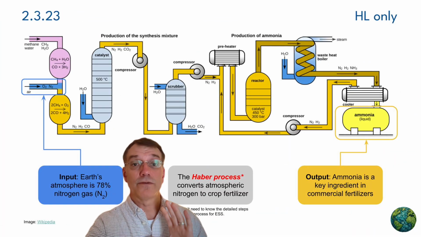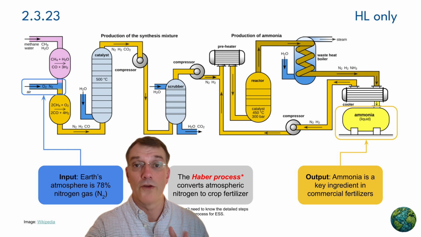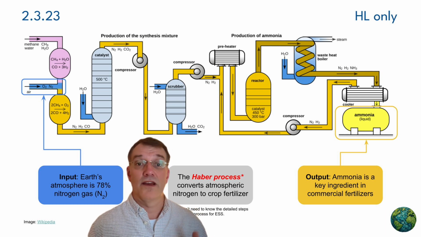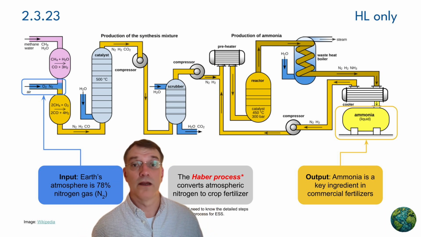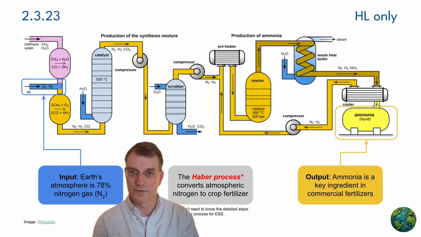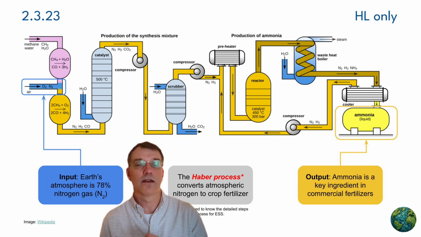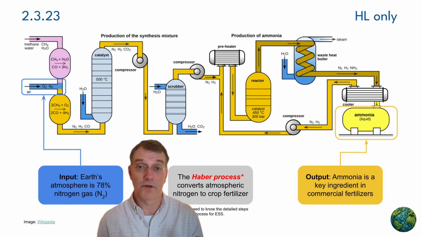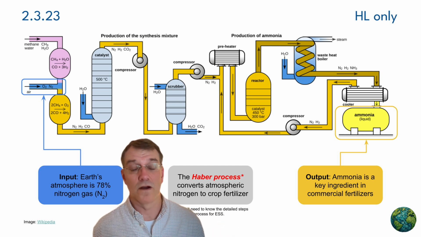You don't have to know all the different steps of the Haber process, but you should understand the essential elements of it. The Haber process takes nitrogen from the atmosphere, where nitrogen makes up 78% of our air, and combines it with hydrogen under specific conditions of temperature and pressure. The result is ammonia, which becomes a key ingredient in commercial fertilizers. While this process has revolutionized agriculture and helped feed billions of people, it comes with pretty significant environmental costs.